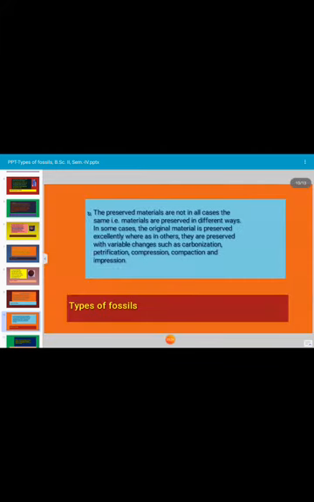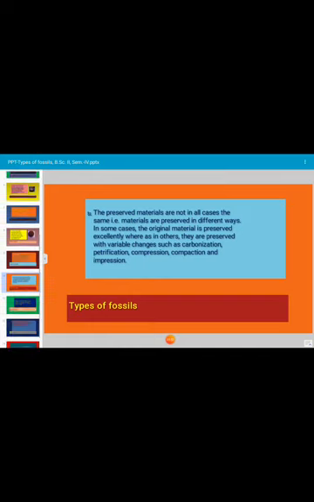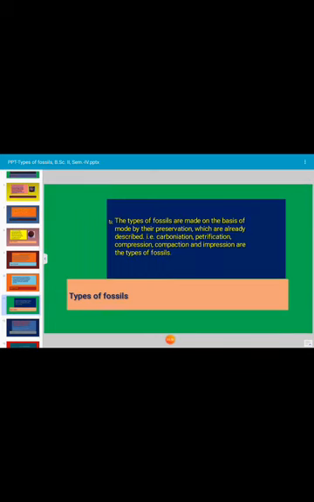Next slide. The preserved material is not in all cases the same. That is, materials are preserved in different ways. In some cases, the original material is preserved excellently, whereas in others, they are preserved with variable changes such as carbonization, petrifaction, compaction, compression and impression. These types of fossils are made on the basis of mode of their preservation, which are already described.